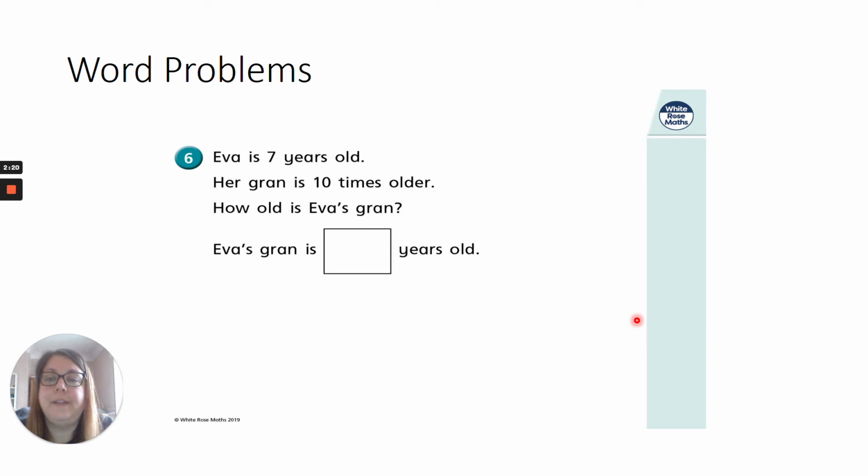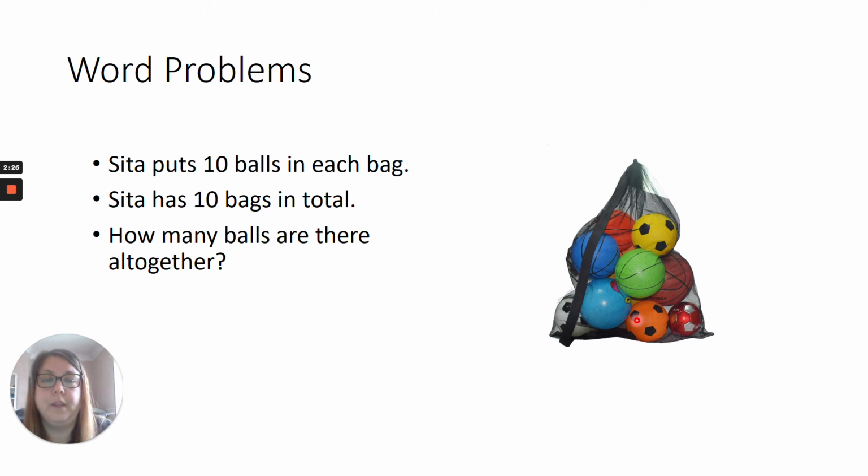So it would be 7 times 10, which is 70. So Eva's gran is 70 years old. Sita puts 10 balls in each bag. Sita has 10 bags in total. How many balls are there altogether?